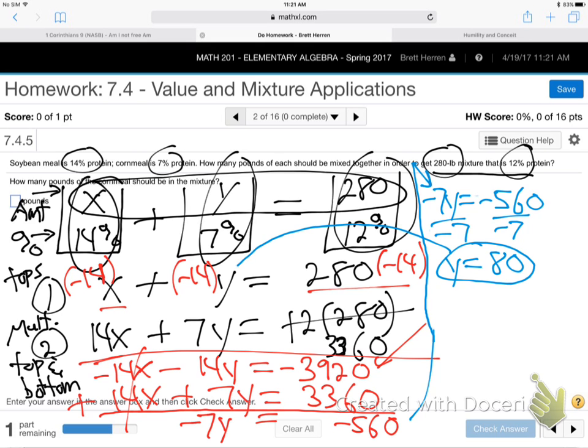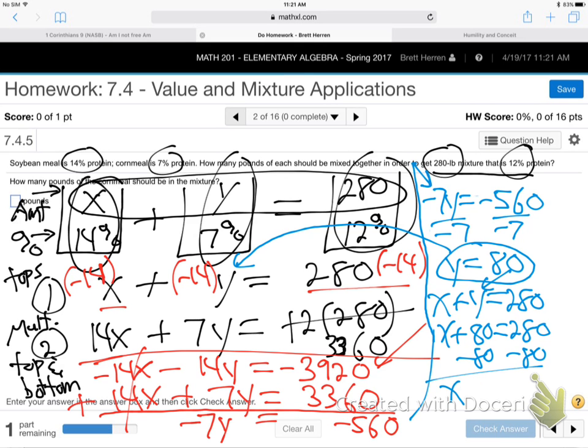Just plug in right there. So you get x plus y is 280. Plug in right there. I'll do it formally, but yeah, if you notice that, you can save some time. 280, subtract the 80. X is 200. So there we go. We solved the mixture problem.